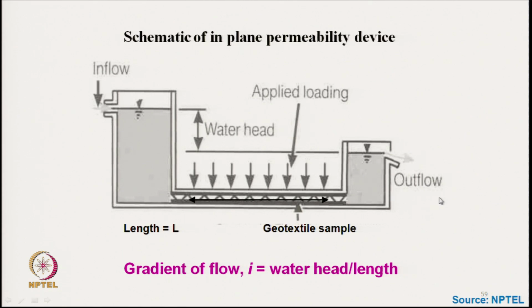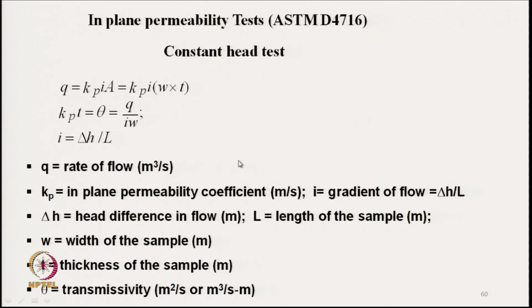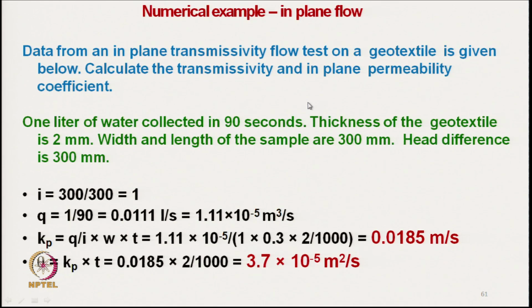From this flow rate we can calculate the permeability coefficient and permittivity. So, Q is the flow rate, we can calculate the permeability coefficient Kp, and the water head is known, and from there we can calculate the transmissivity. So, the in plane permeability coefficient and transmissivity we can calculate using this formula. Now, let us try to see one simple numerical. From the given data we can calculate the transmissivity and in plane permeability coefficient.